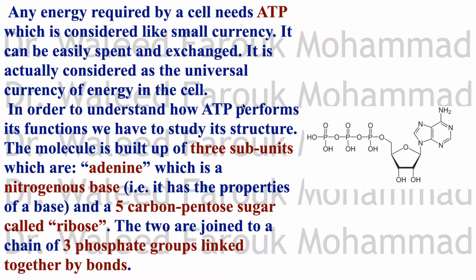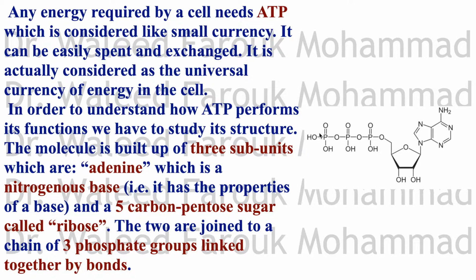The molecule is built up of three subunits, which are adenine. This one is the adenine subunit. This one is a pentose sugar called ribose, and these are three phosphates bonded. See the bonds between the phosphates. These are the bonds. When broken down, there will be release of energy.